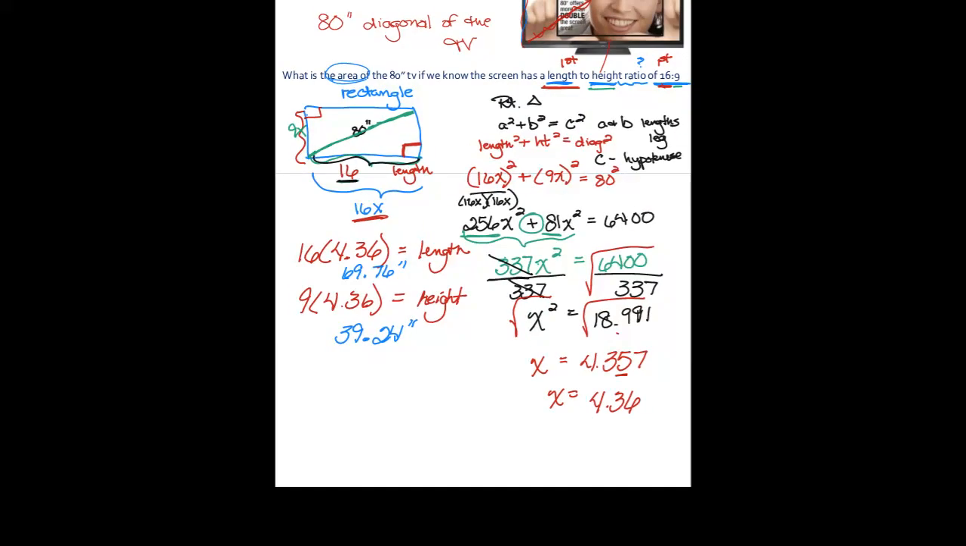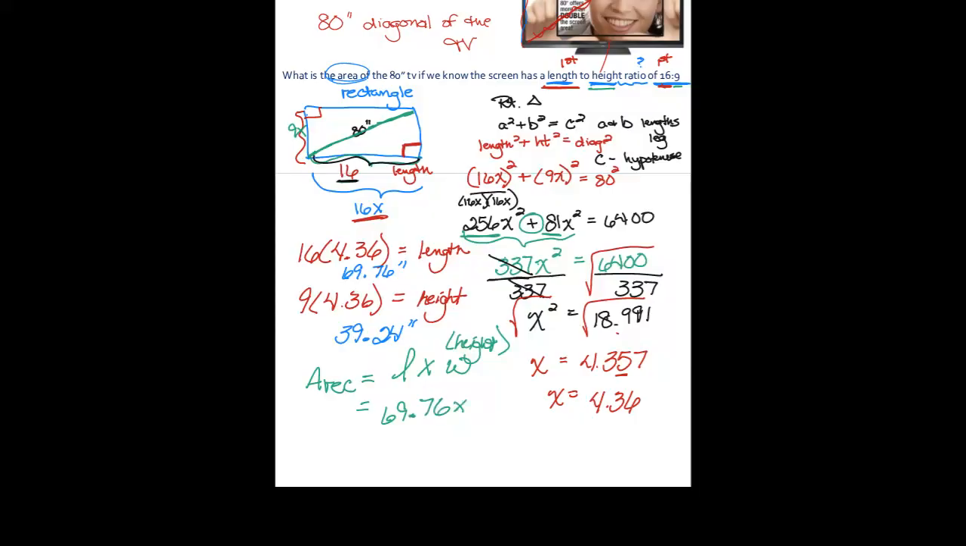Is that what we needed? Yes. No. Well, yes. Is that my final answer? No, we're trying to find area. Area of a rectangle is what formula? Length times width, or length times height, which happens to be what our width is here. So multiply those.